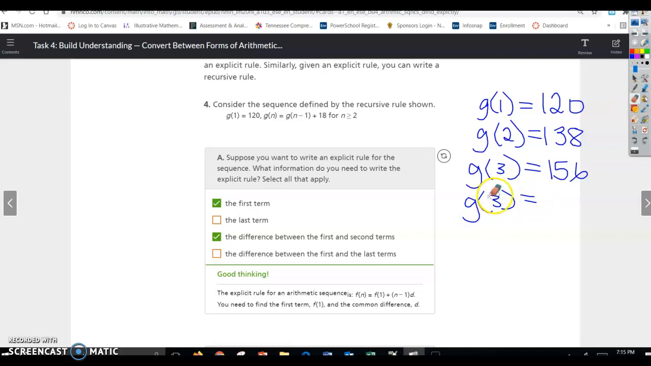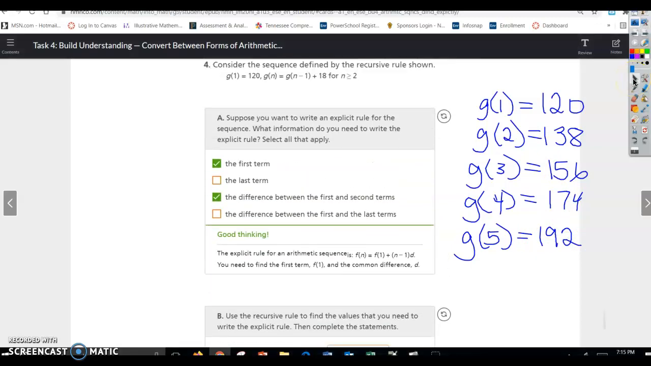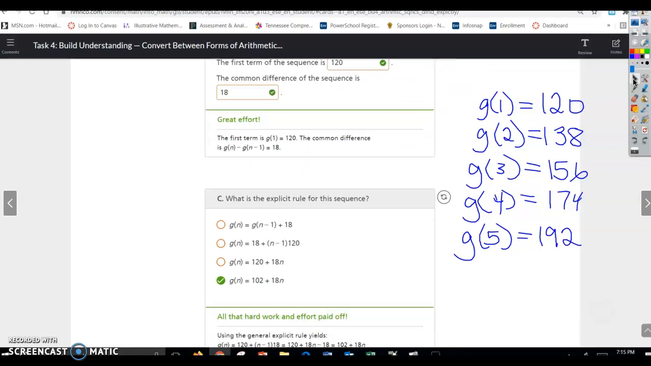Add 18 again. Oh, sorry, I wrote 3 again. That should be G of 4, that's my fourth term. So I add 18 to this and I get 174. And let's add 18 one more time to get my fifth term. So 174 plus 18, 192. All right. So that's using the recursive rule.